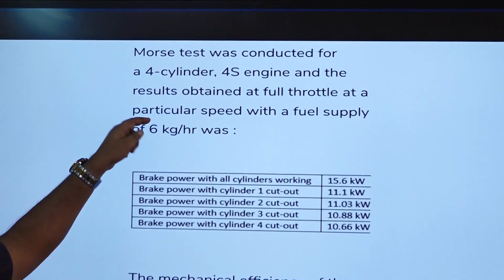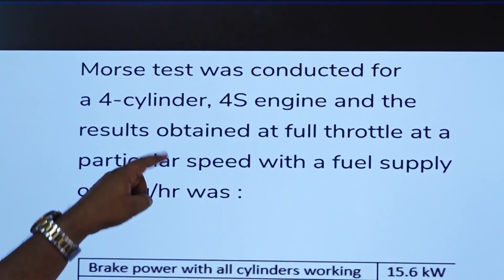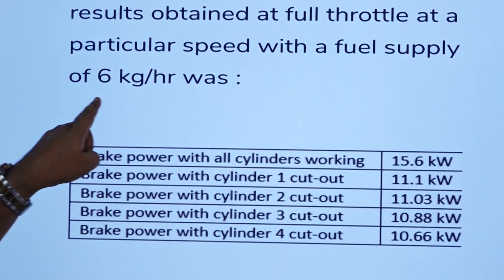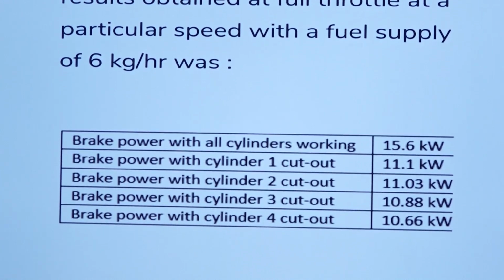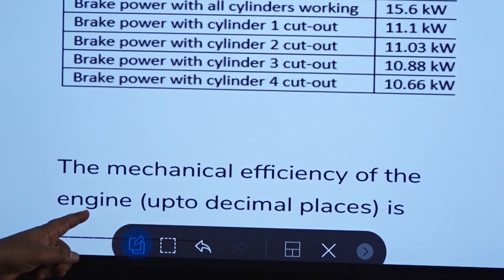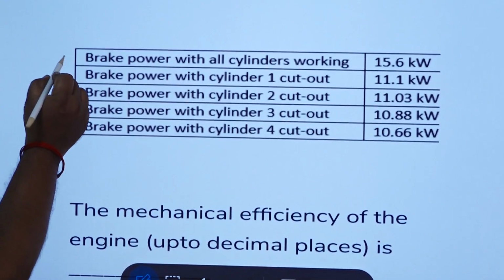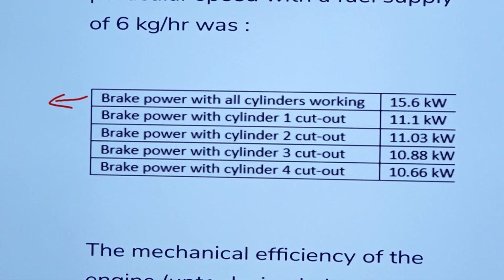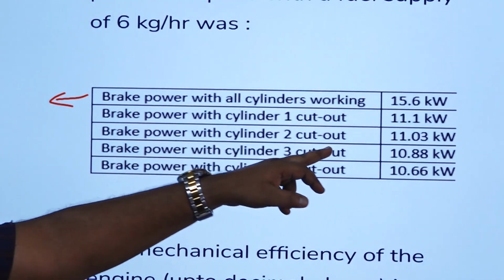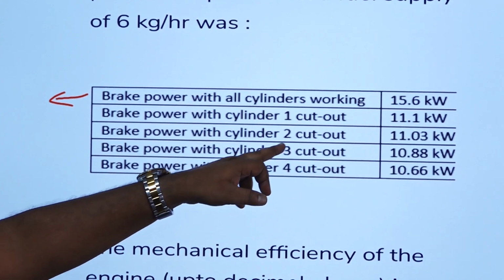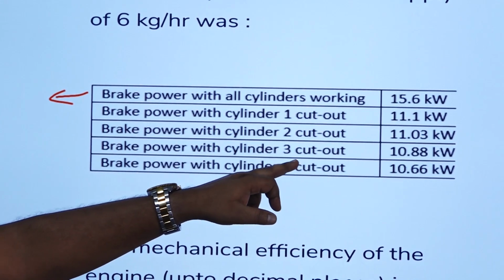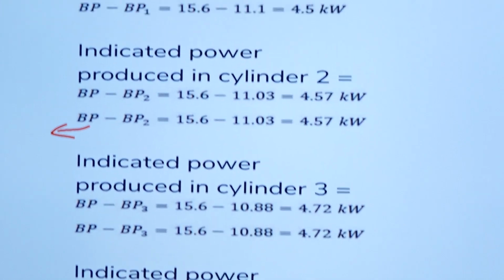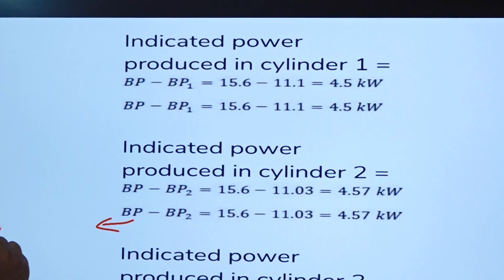In this problem, the Morse Test was conducted on a 4-cylinder 4-stroke engine, and these are the results obtained at a particular speed with a fuel supply of 6 kg per hour. You have to find the value of the mechanical efficiency of the engine. This is the brake power with all the cylinders working, 15.6 kilowatt. For cylinder 1, when it is cut out, it is 11.1. When cylinder 2 is cut out, 11.03. Then cylinder 3, 10.88, and cylinder 4, 10.66. The question is to find the mechanical efficiency.